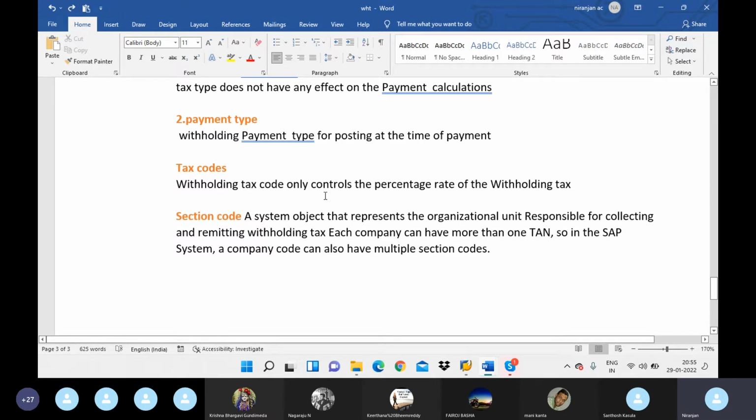After that, coming to section code, it is a system object that represents the organizational unit responsible for collecting and remitting withholding tax. Each company can have more than one TAN. So in the SAP system, a company can have multiple section codes.